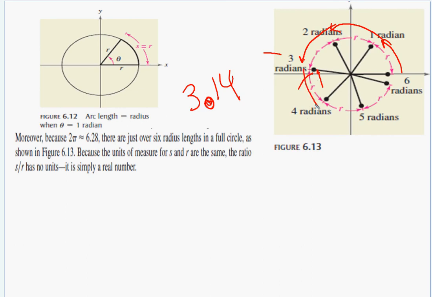And if we keep going, here's our 4th radian, here's our 5th radian, here's our 6th radian, and notice that gap there is a little bit bigger. Well, if we go all the way around a circle, that's 2 pi radians, and 2 times pi is roughly 6.28. So that's why there's that little gap left in there, that 0.28. 2 pi radians is a full lap around the circle.